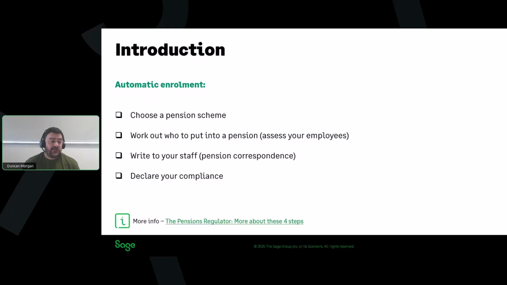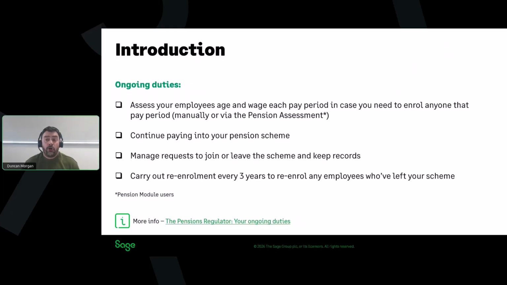Now, once you've completed those duties, you then have ongoing responsibilities. And these involve assessing your employees' age and wage in each pay period and identifying then if there are any employees who now need to be enrolled into your pension scheme. Now that task can either be done manually or you can use the pension assessment, which is one of the main features of the pensions module.